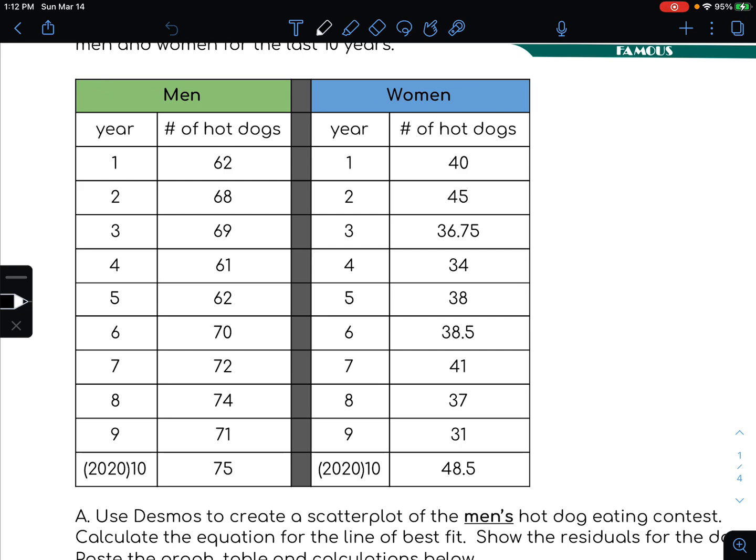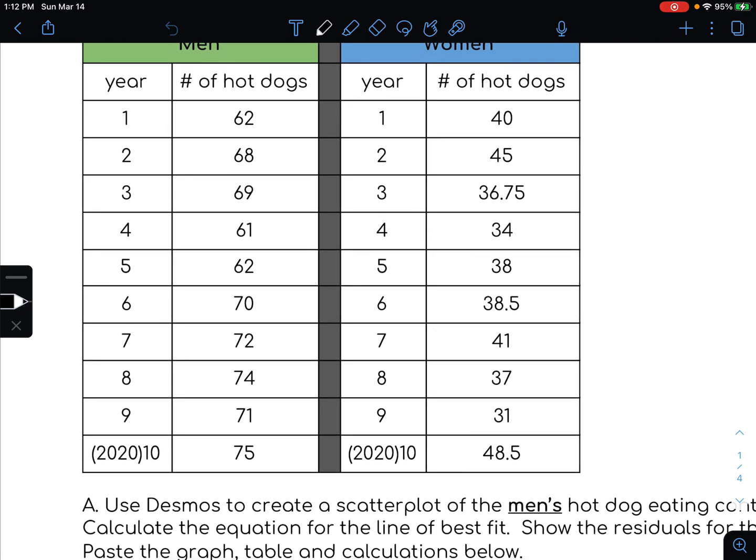So year one, I guess that would be the original 2010, and then actually year zero would be 2010, so let's see. Year one would be 2011, then year two would be 2012, and year three would be 2013, and so on and so forth until year 10 was 2020.